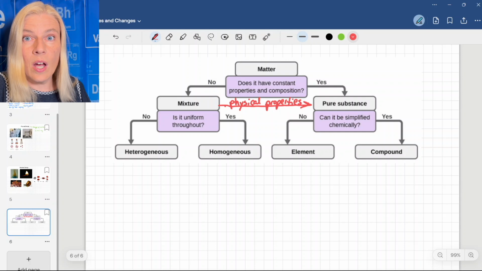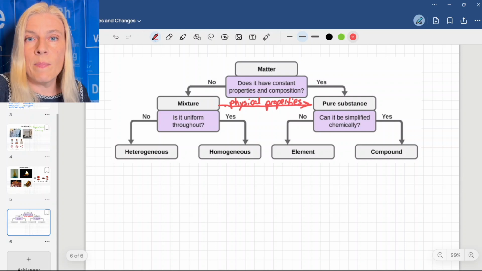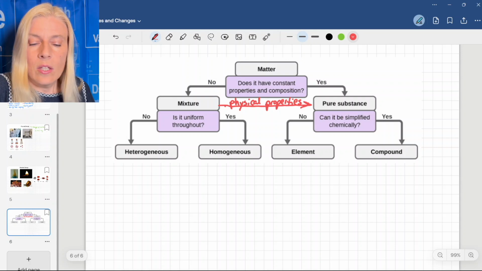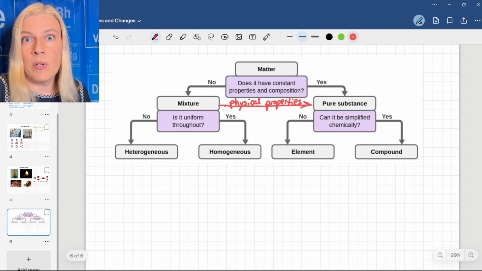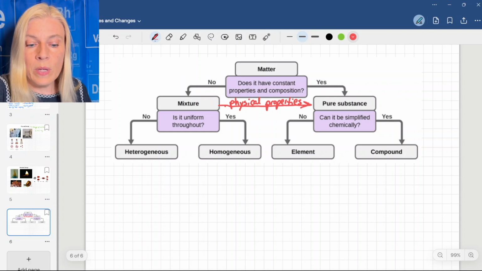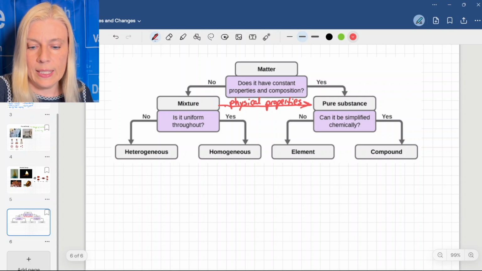So you can use color. If you have a mixture of iron powder and sulfur powder, you can use magnetism. You can many times use a filter. You can use boiling point. If you have a mixture of dissolved salt, you can boil away the water and keep the salt. You can use that property of boiling point. So mixtures can be separated into pure substances using their physical properties.